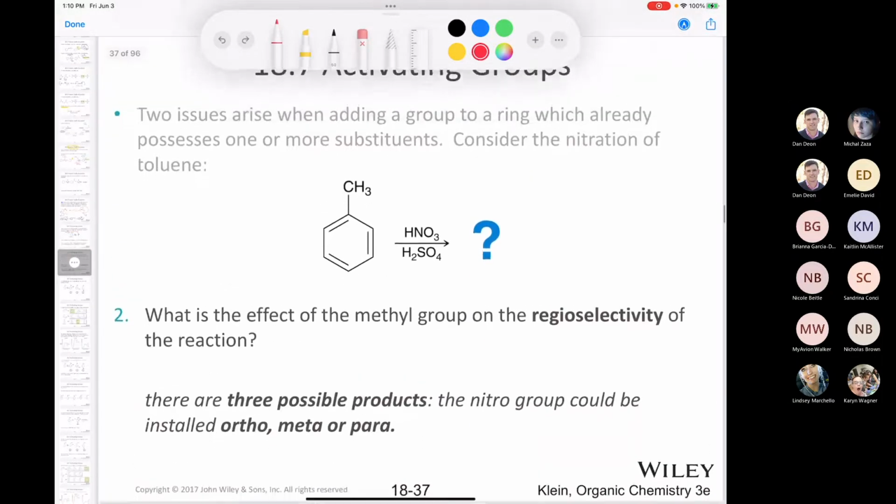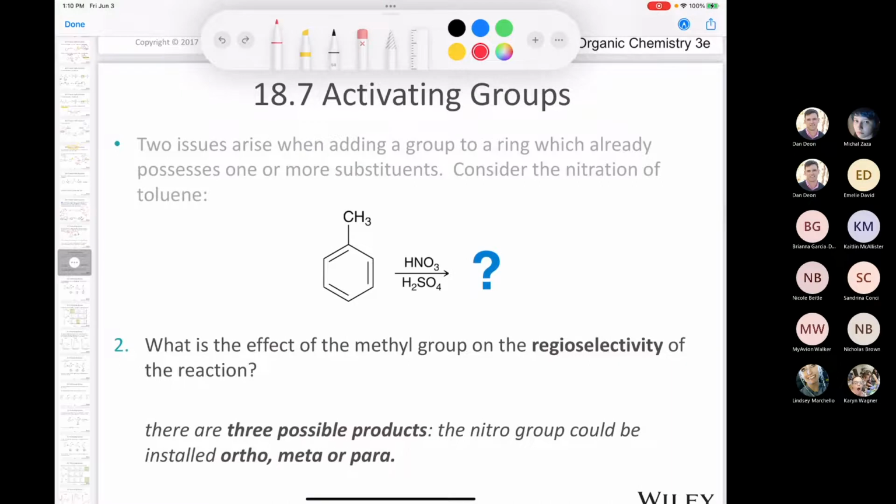And then number two is, okay, I have a methyl group on my ring. Where is the nitro group going to go? Is it going to go in the ortho position? Would it go in the meta position? Or would it go in the para position? Where's it going? What we're asking here is, what's the regioselectivity of this reaction? There's three possible products, aren't there?